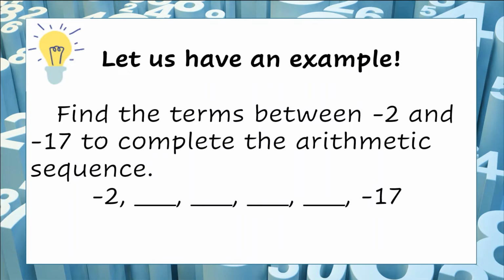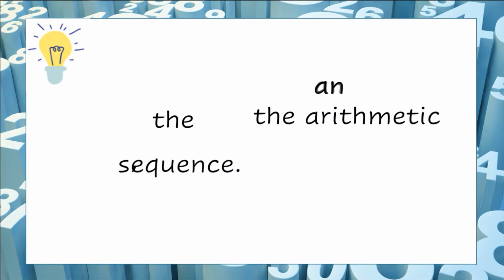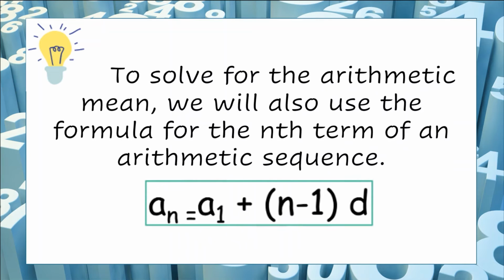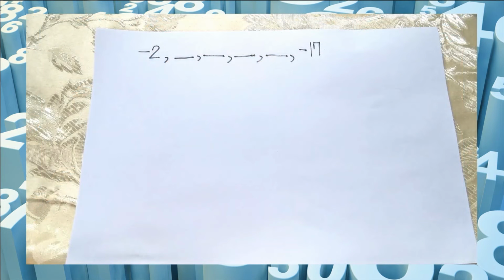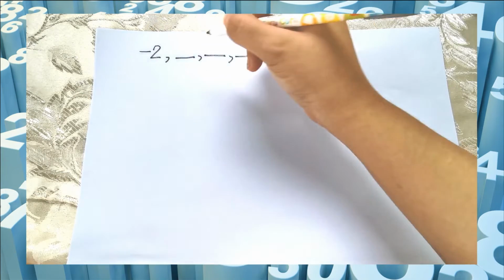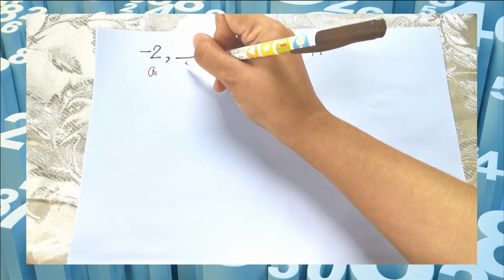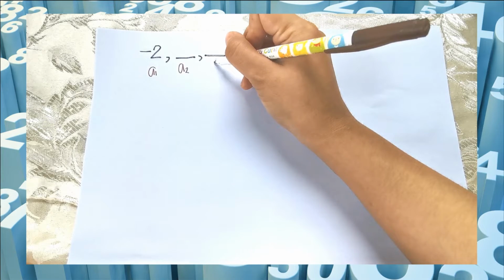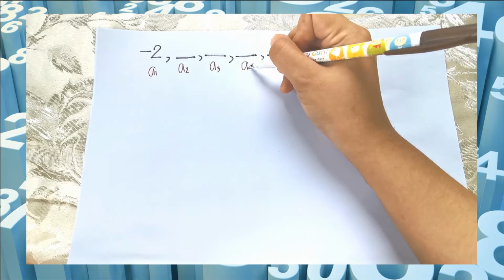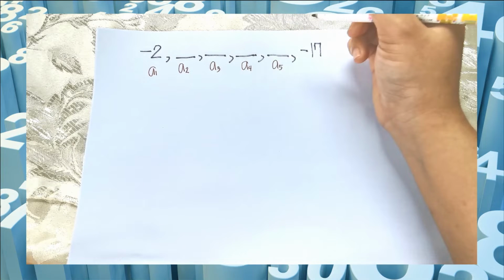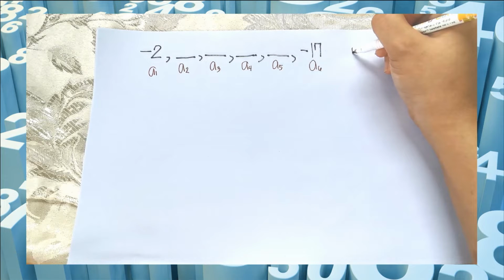To solve for the arithmetic mean, we will also use the formula for the nth term of an arithmetic sequence. We have a sub n equals a sub 1 plus n minus 1 times d. First, we identify what we have in the given. We have a sub 1, a sub 2, a sub 3, a sub 4, a sub 5, and a sub 6. It means there are 6 terms in the arithmetic sequence.